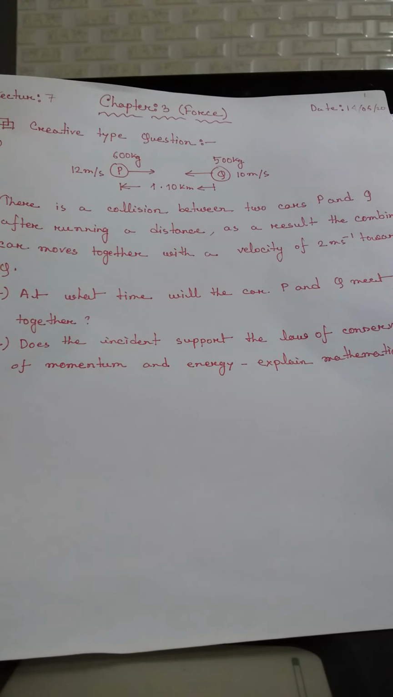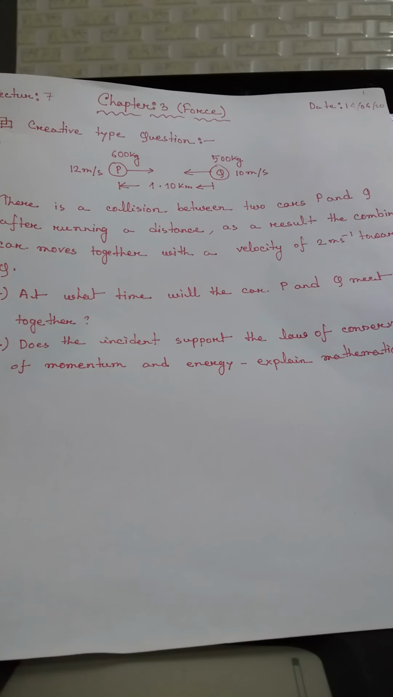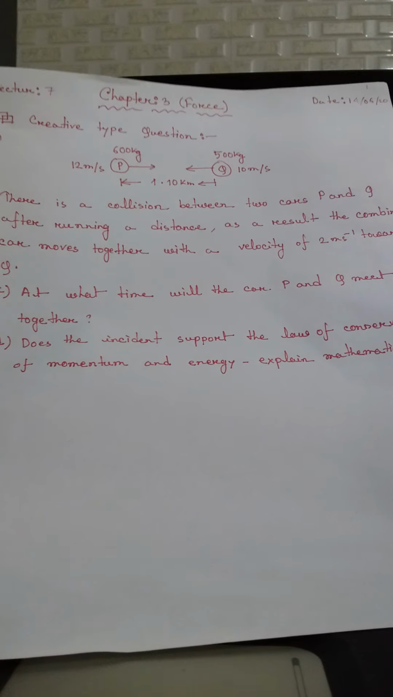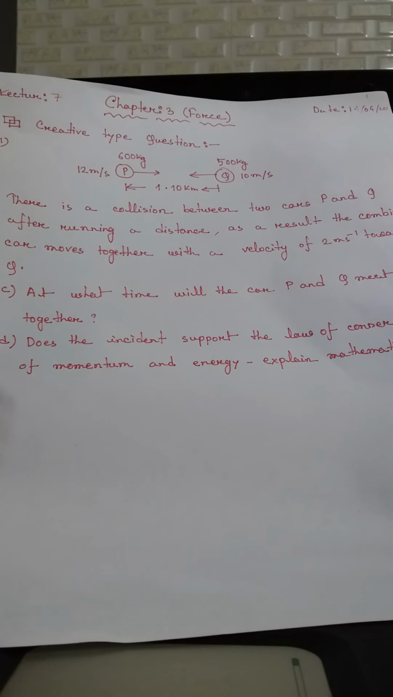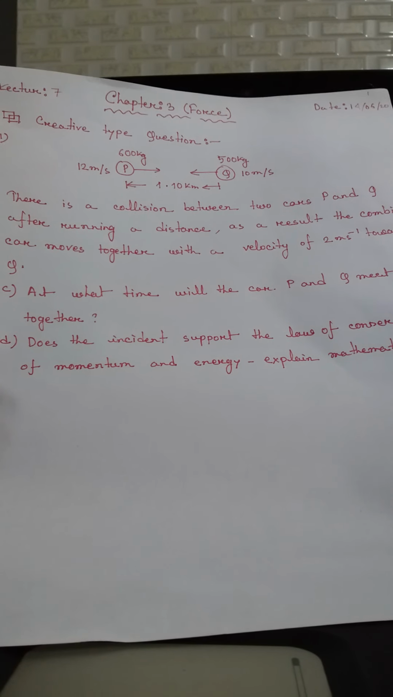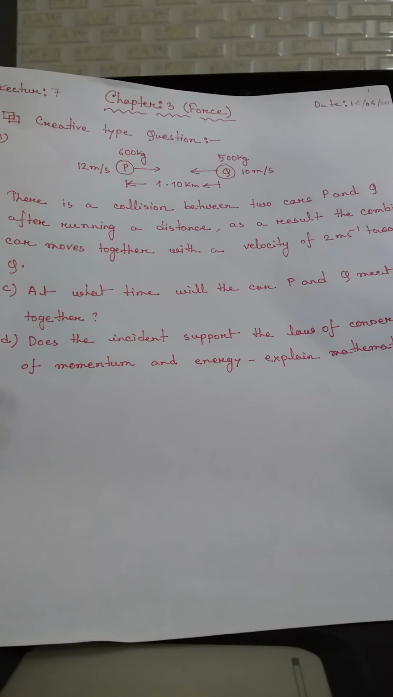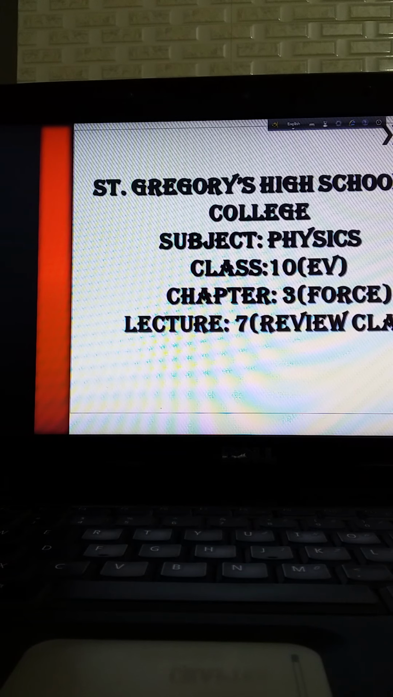Two objects of two different masses and velocities are moving from opposite directions. They have a collision here, and then we have to determine the time for covering the distance 1.10 kilometer. So let's have a look at the solution.